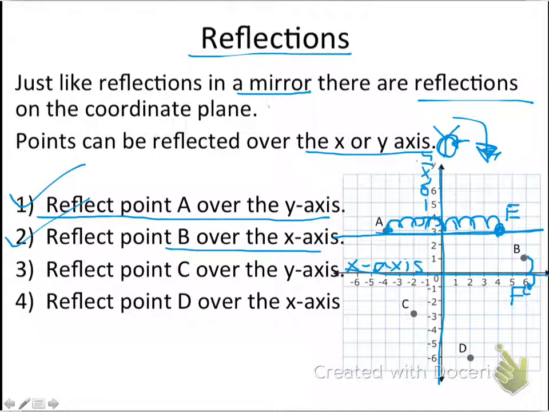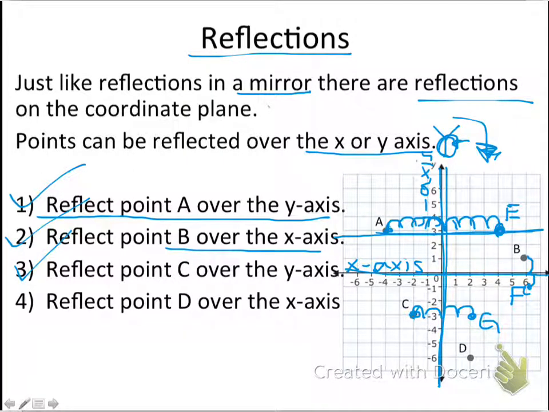Two more. Reflect point C over the y-axis. Here's point C right here. And here is the y-axis. There's 1, 2 spaces. So we're going to go 2 on the other side. 1, 2. And we'll call this point G.